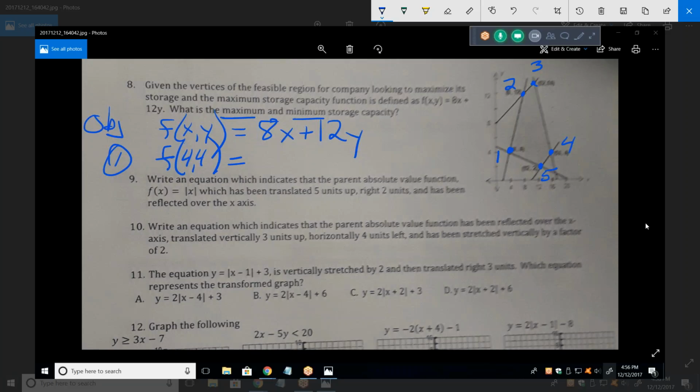Do you have a calculator in front of you? This should be real easy. 8 times 4 plus 12 times 4. Add the two numbers. So 71. You don't have a calculator in front of you, do you? Nope. Okay. 8 times 4 is 32. 12 times 4 is 48. 32 and 48 are 80. Okay? Yeah. For point 2, we're going to figure out f of, what are those two values?